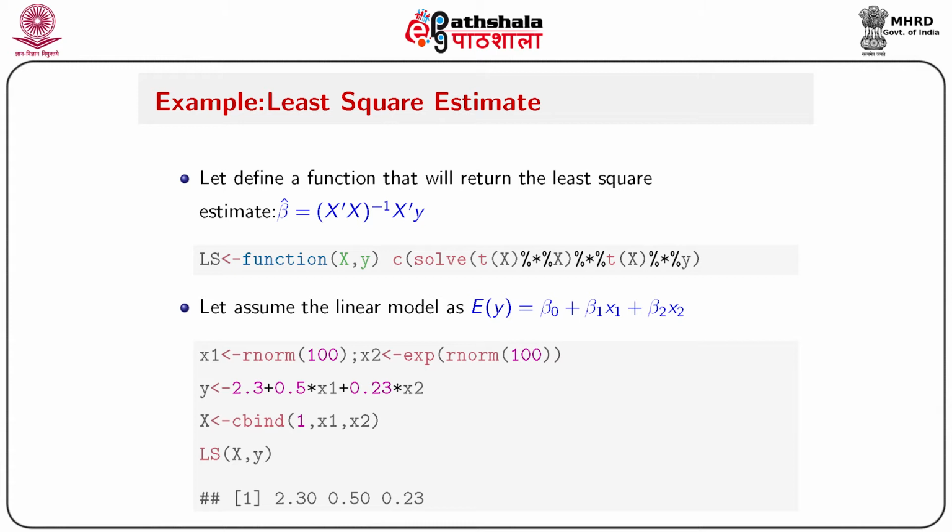cbind 1, x1 and x2. So capital X is the design matrix and y is the response. Now if we pass the design matrix and y as the two arguments of the ls function that I defined, then it will give you the estimate of beta, and that is exactly equal to what I have given as the true value.